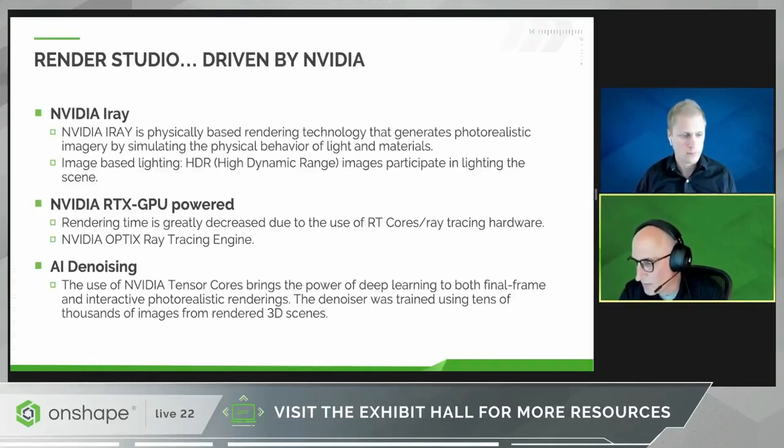It also has the ability to utilize high dynamic range images as environments, which can be used to provide light sources, environment image, or both. iRay is RTX GPU powered and uses NVIDIA's OptiX ray tracing API. Its implementation in Render Studio, like Onshape itself, is cloud enabled, which means it provides users with almost real-time feedback when creating and editing scenes, as well as manipulating materials and lights.